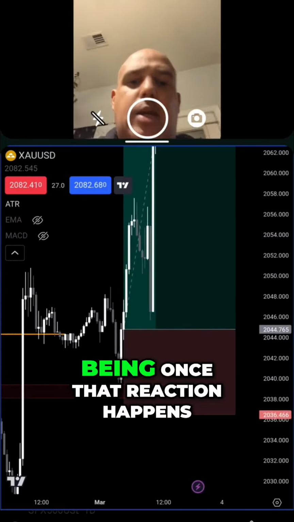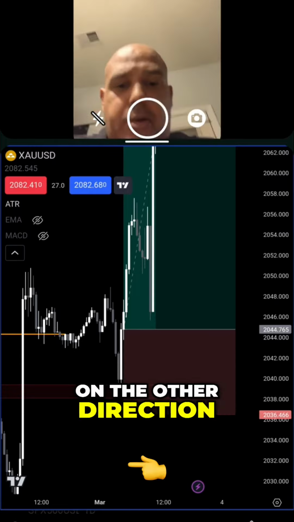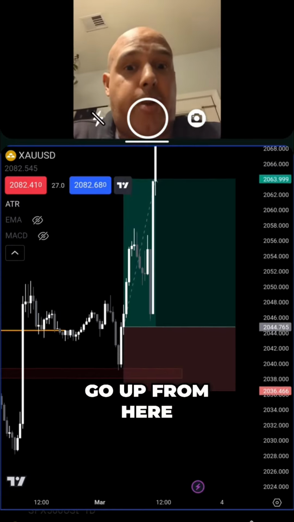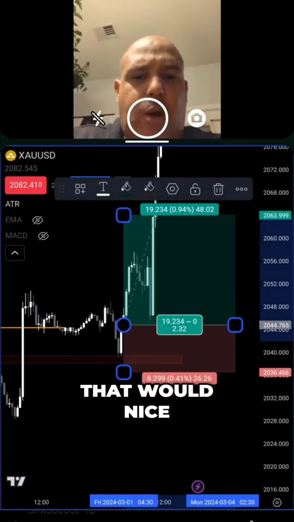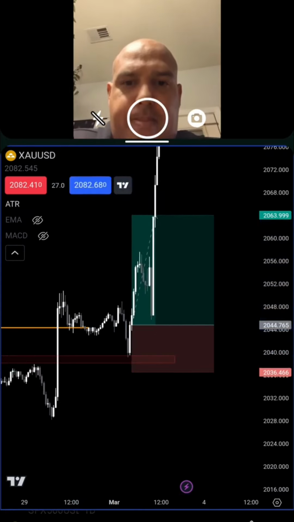The idea being, once that reaction happens and continues on in the other direction, that is the wick of the previous candle, and we should go up from here. So that would have been a nice 1 to 2 if I was able to get into that. But that's that.